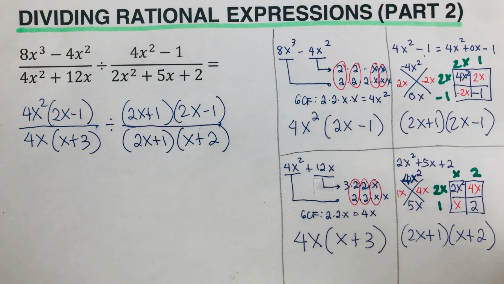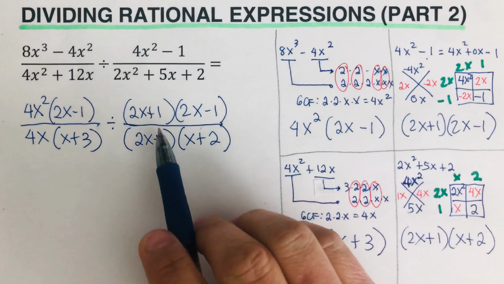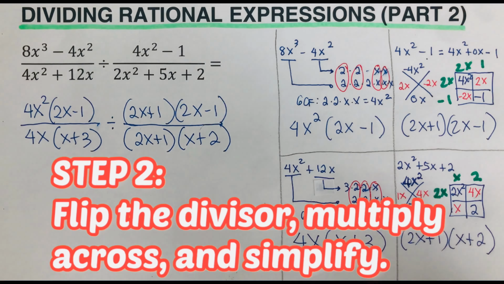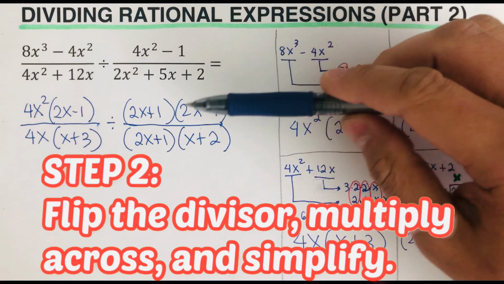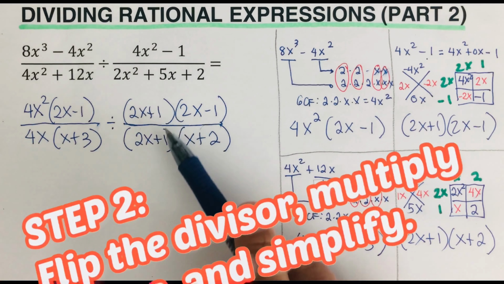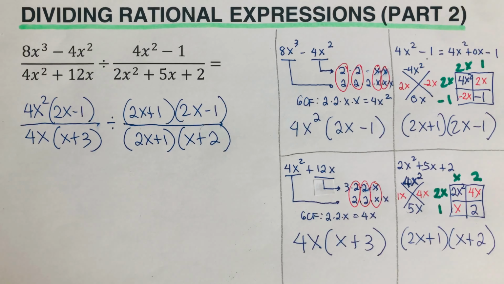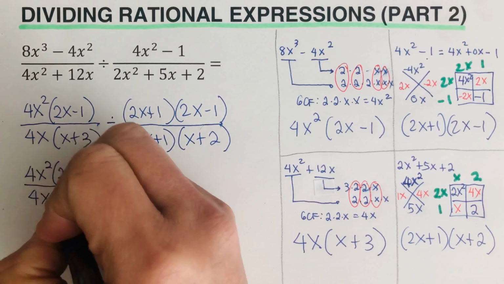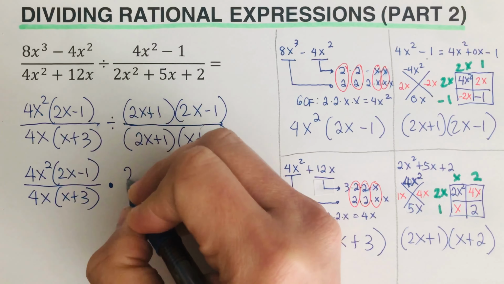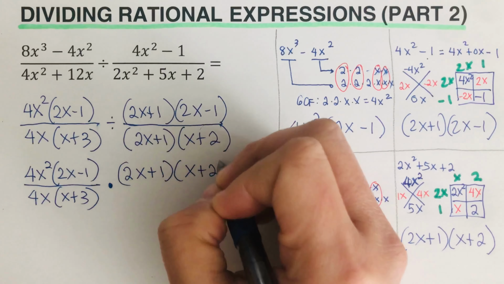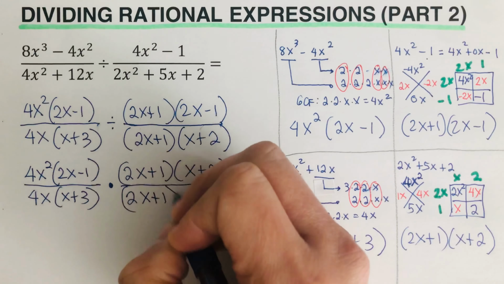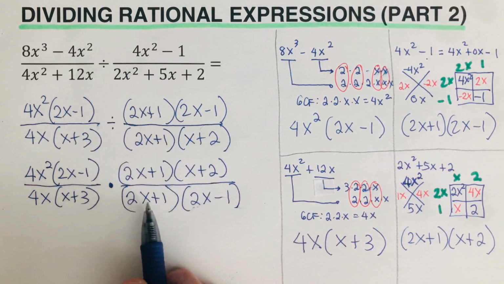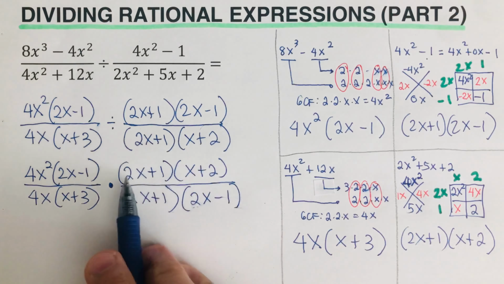Okay, so I factored it out and we got this expression already factored. Now the second step is to flip the divisor, multiply across, and simplify. So we're going to flip this second fraction right here. I'm just going to go ahead and rewrite this. Okay, so I flipped it. So the numerator becomes the denominator, and the denominator becomes the numerator.